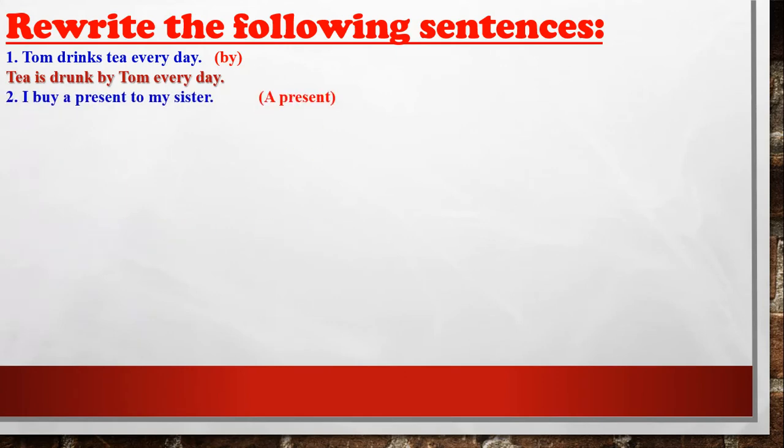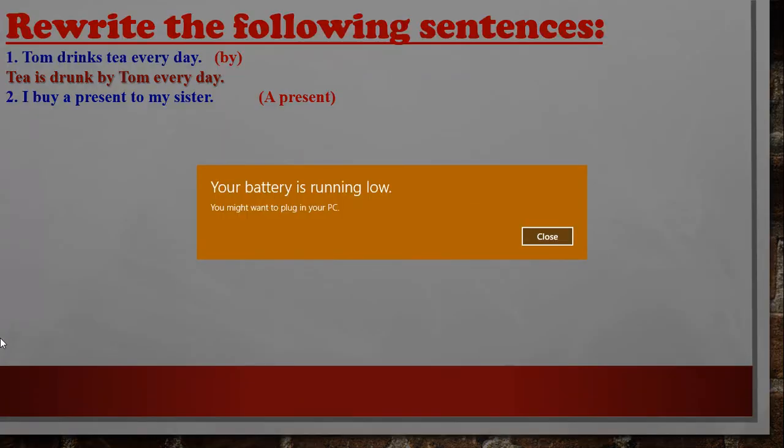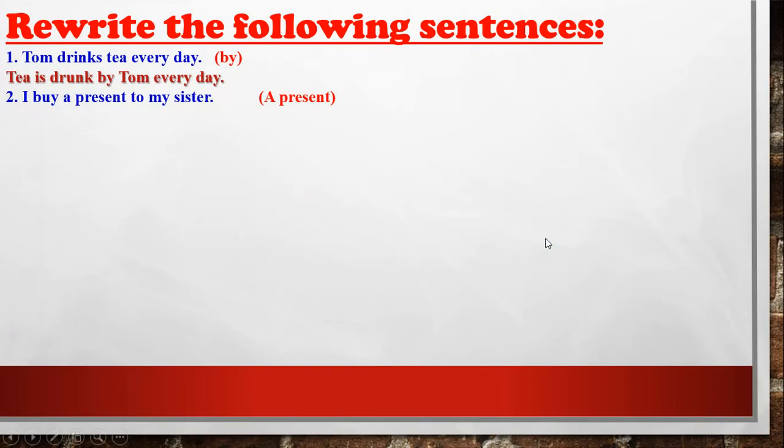Number 2. I buy a present for my sister. I want to start the sentence by using a present, so we must change it to the passive. To put a present at the beginning of the sentence, we must change the sentence to the passive. This sentence is in the present simple, so I will say a present is bought for my sister.